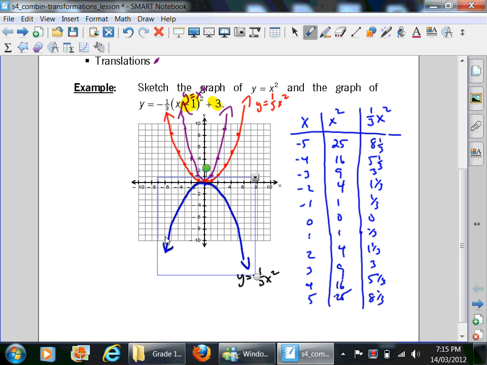We're going to move it right 1. So if I move it right 1, that means I'm going to right here. I move it right 1, and then I move it up 3. So that means I move it up 1, 2, and then 3. So this is where it's going to land right here.